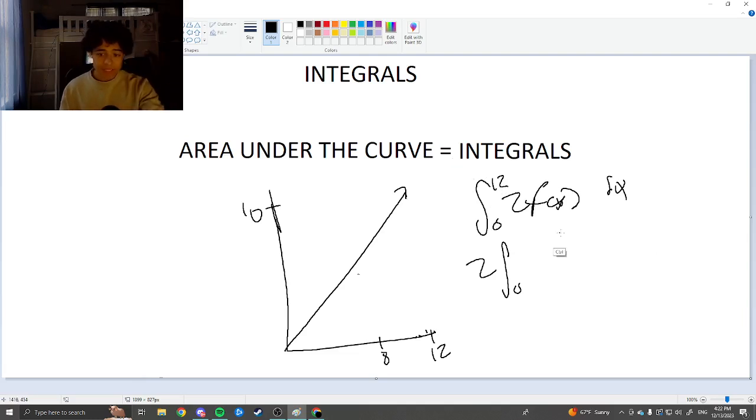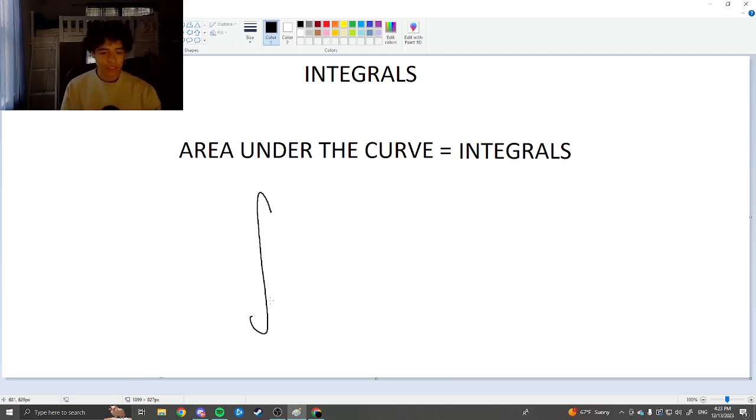Last thing, if you have an integral, let's say from 7 to 12, right? And let's say there's two functions. Let's say there's f of x and there's g of x, and they're added together.